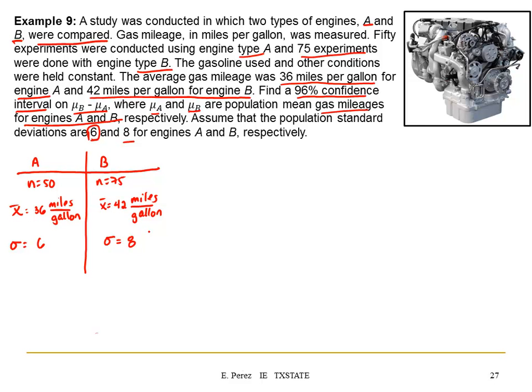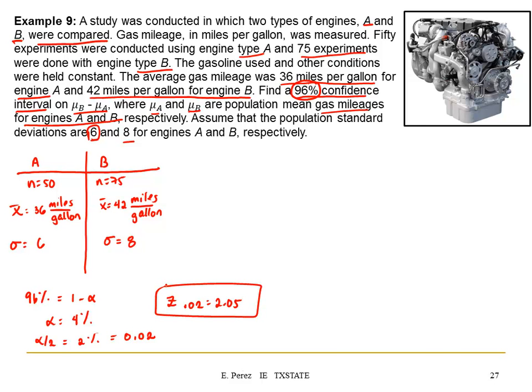Now the confidence level is 96%. So we need to compute alpha. 96% equals 1 minus alpha. So alpha equals 4%. Alpha divided by 2 equals 2%, which equals 0.02. So the Z value for 0.02 equals 2.05. Again, this is coming from the standard normal table.